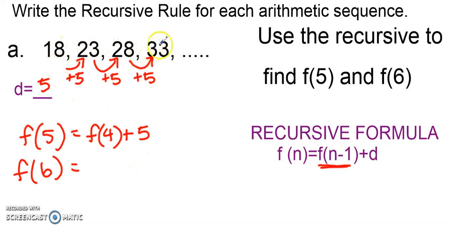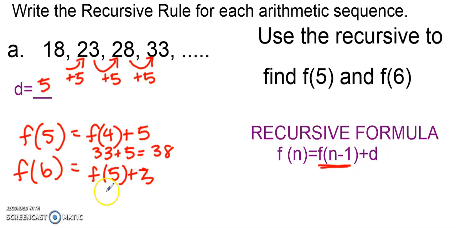Now, we know that f of 4, the 4th term, is 33. So 33 plus 5 will get me to 38. So f of 5 is 38. Now, following in the same way, f of 6, we would take f of 5, add 5, and get our 6th term. Now, our 5th term was 38, plus another 5 is going to give us 43. So our 6th term is 43.